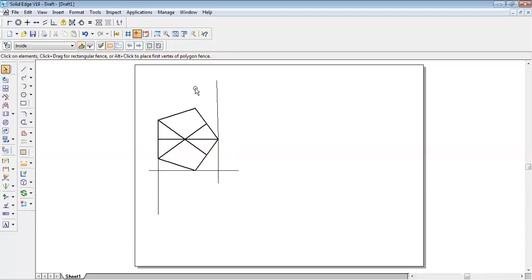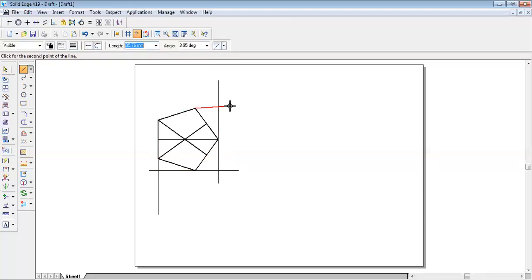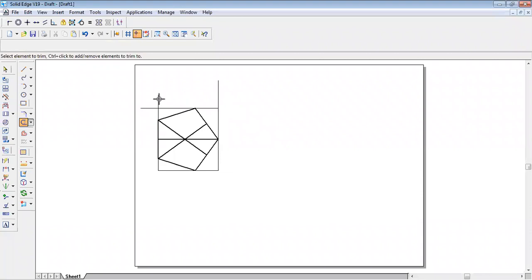What I told you, you have to convert the irregular geometry, with five sides, into regular geometry. I have to fit this one into a rectangle. Now this pentagon is fitted in the rectangular box. Now I will trim the extra lines.